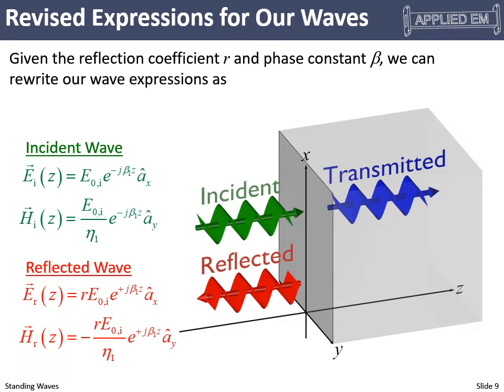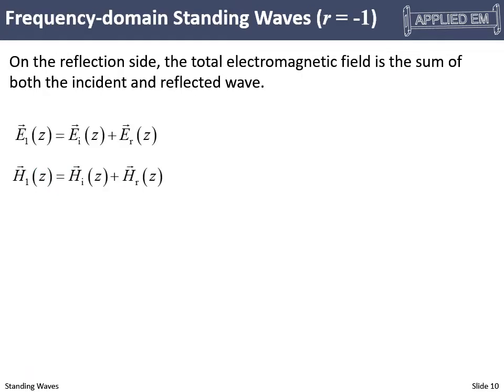The reason we're doing all this is to minimize the number of different parameters. Everything now has this amplitude, the electric field amplitude of our incident wave. So we're eliminating variables to simplify things down. We're going to look at the equations for standing waves, first in the frequency domain and then in the time domain. So we're looking at the total field in medium 1.